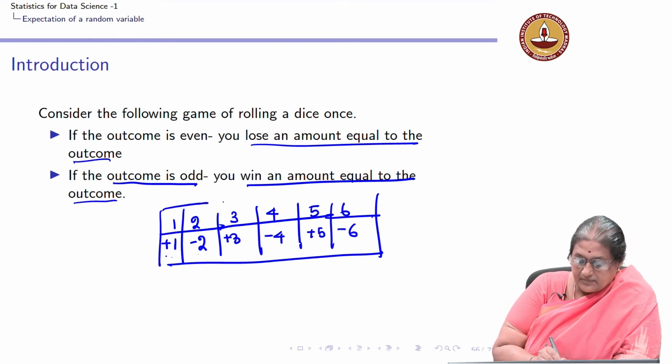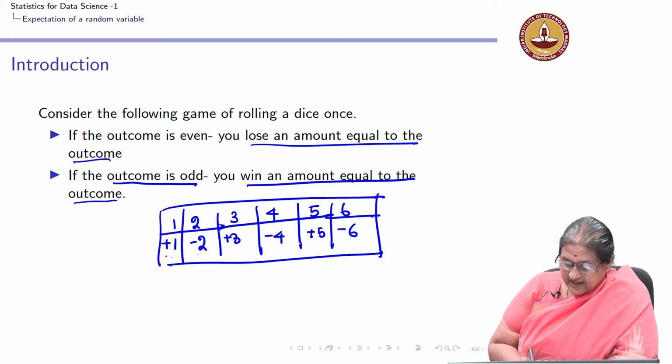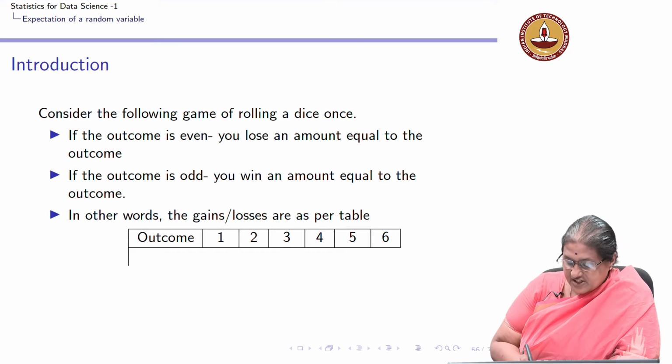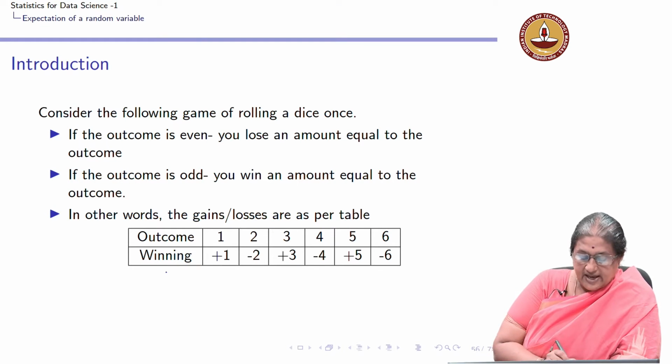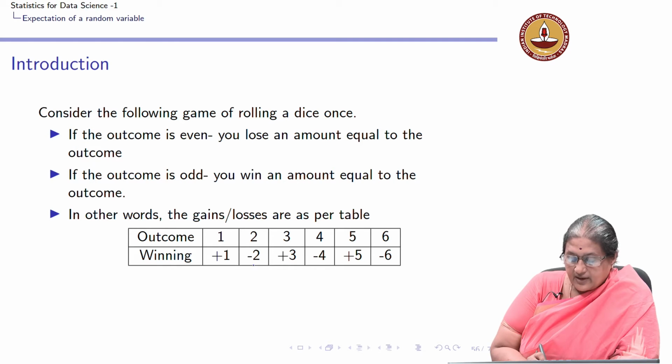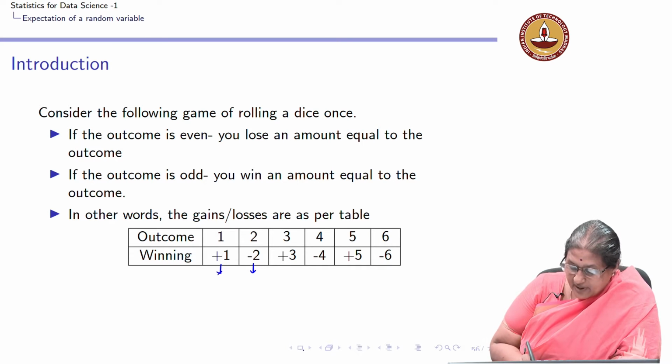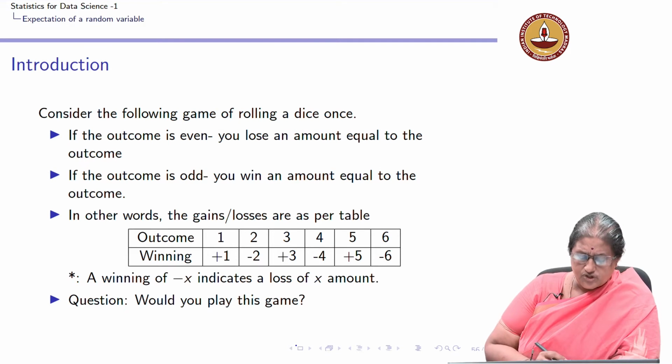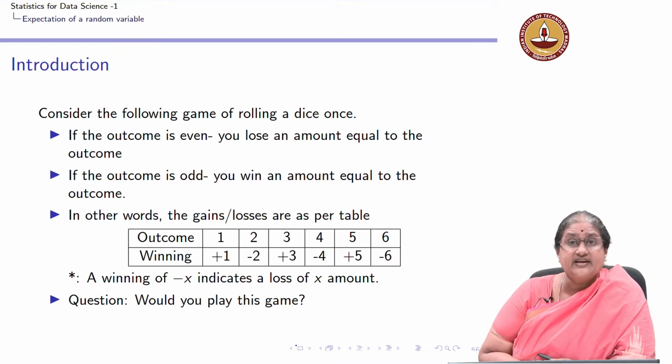So there is an element of chance, and I can tabulate or summarize my outcome as I term my negative winning is a loss, positive winning is actually a gain. So these are my outcomes. So the question we are asking here is, would you play this game?